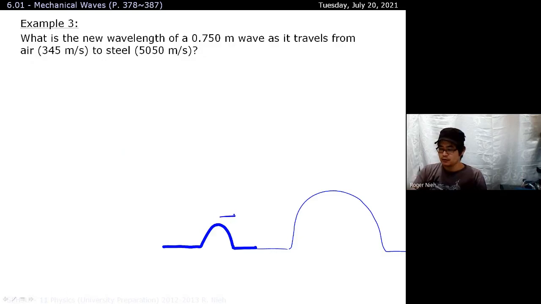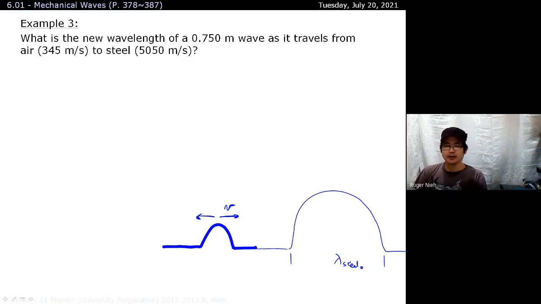So the incident wave will travel this way at first, but the reflection will be of the same speed, just a lower amplitude. The transmitted wave will have a longer wavelength, higher amplitude, and what else? Faster speed, yeah. Higher amplitude, faster speed, longer wavelength. So we'd expect to have an answer that is bigger for a new wavelength through the steel.